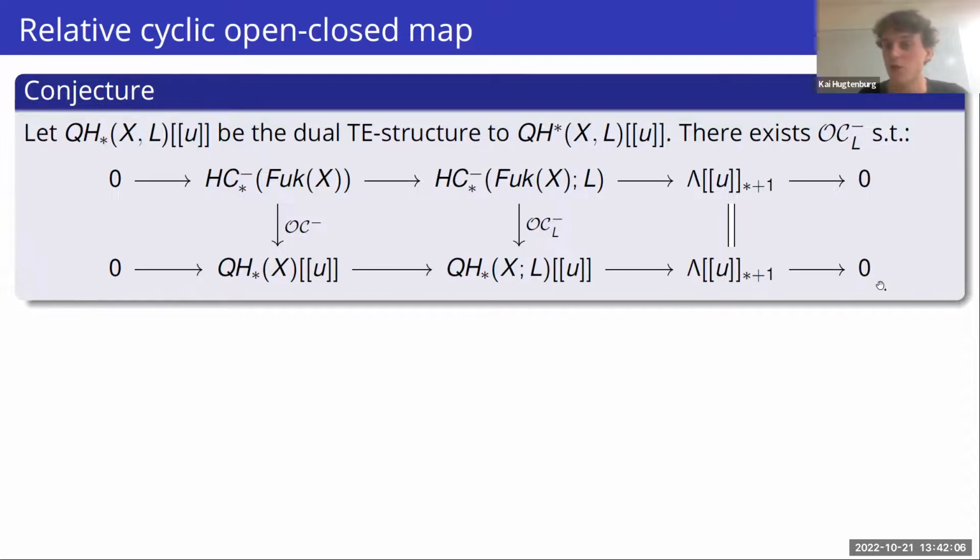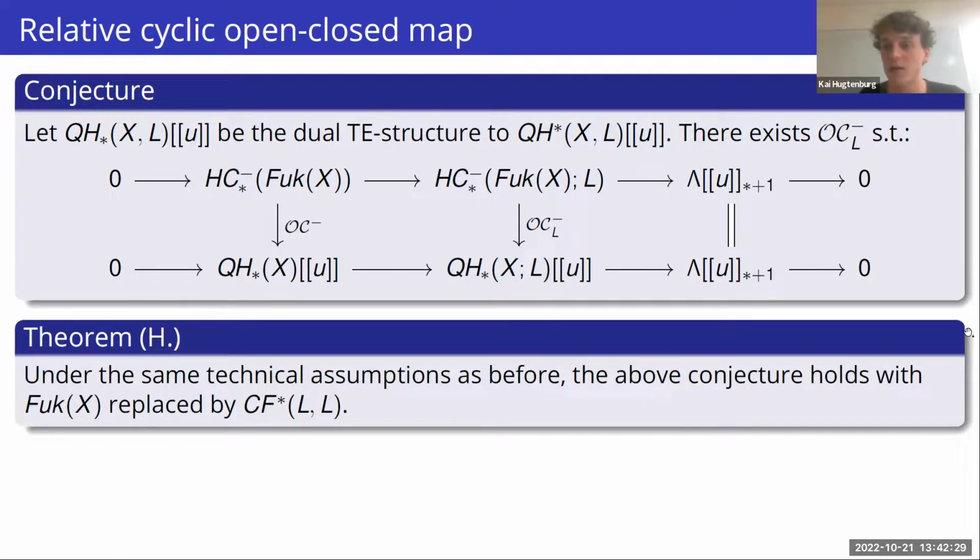And in general, you expect that to fit in some exact sequence like this. Note that I also have to dualize the cyclic open closed map from before. What I was really saying is that if you consider the negative cyclic open closed map, you really should map to quantum homology rather than quantum cohomology. And what I show is that under the assumptions from before, the Solomon-Tukachinsky assumptions, this conjecture will hold. Instead of the Fukaya category of X, you need to take the Floer chain complex of a single Lagrangian. And the idea is that this exact sequence will give us some information about open Gromov-Witten invariants.